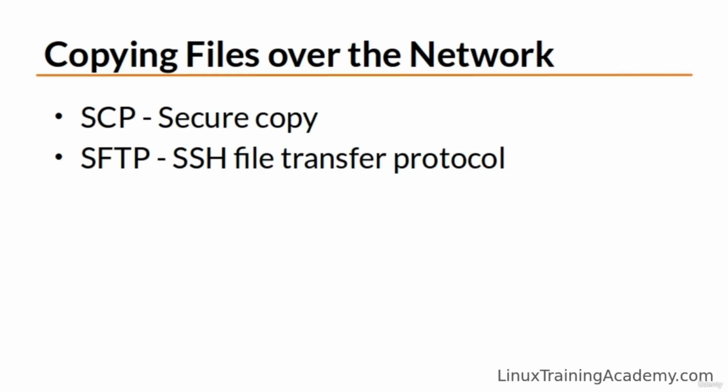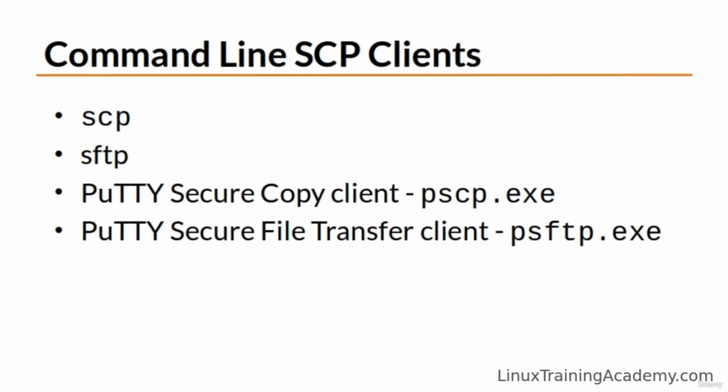SCP is Secure Copy and SFTP is SSH File Transfer Protocol. Sometimes SFTP is referred to as Secure File Transfer Protocol. SCP and SFTP are both extensions of the Secure Shell Protocol. In order to use SCP or SFTP, you need a client. Mac and Linux come with SCP and SFTP command line utilities.